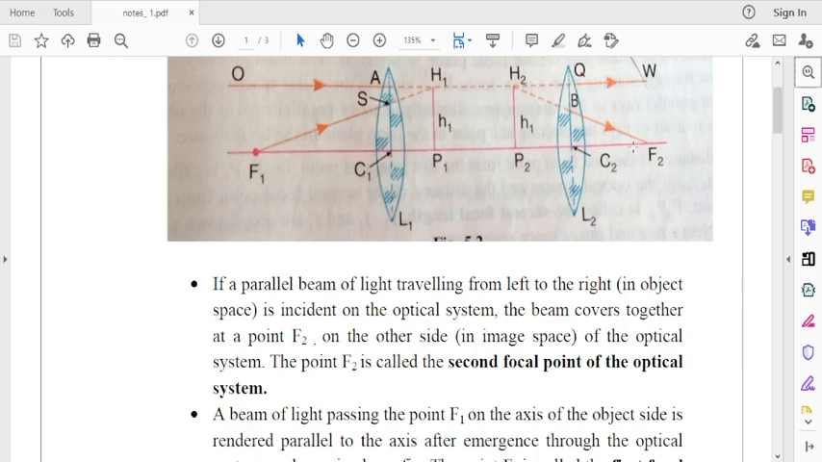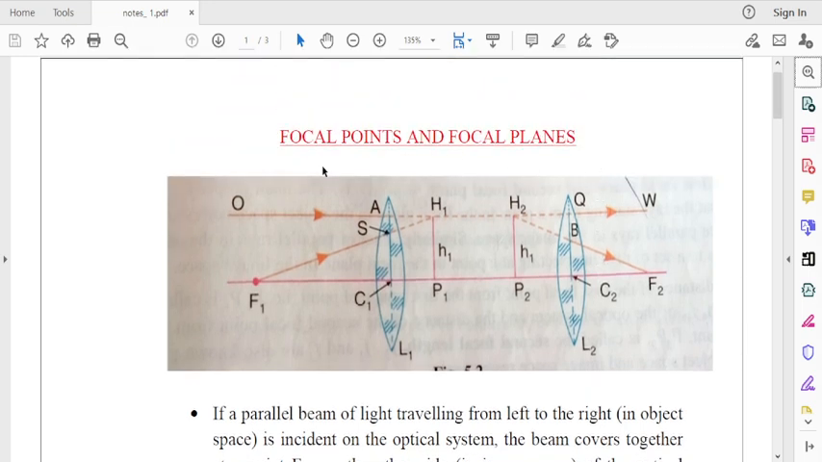Again, for the second focal point, we will see the second focal point on the principal axis of the optical system such that a beam of light traveling parallel to the principal axis of the optical system, after refraction through the system, passes through it. This is the second focal point. And what about the focal planes?